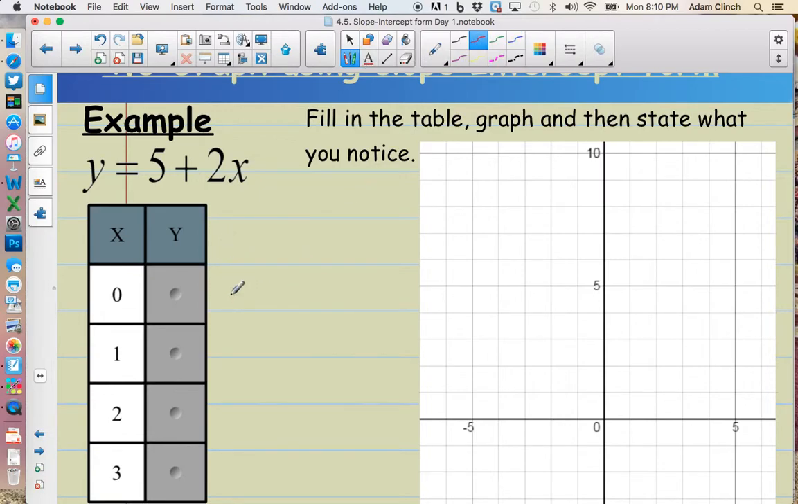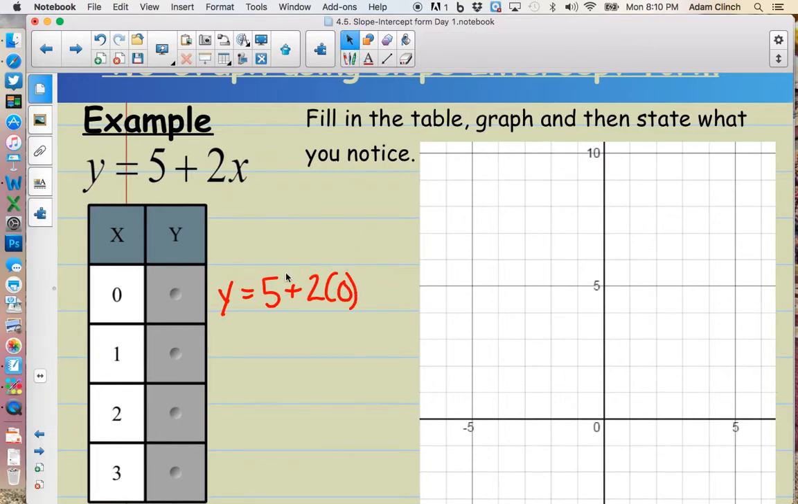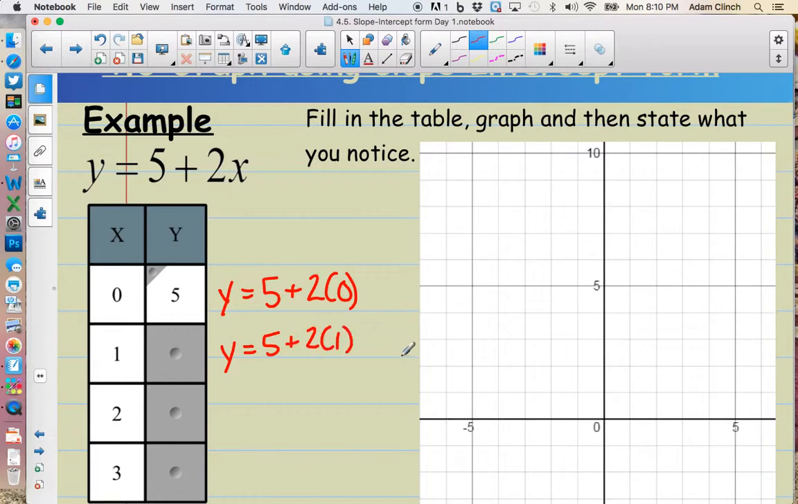So this first one, if I plug 0 in for x, it becomes 5 plus 2 times 0. And that is just going to be y equals 5 plus 0, so y is going to be equal to 5. If I put 1 in for x, my equation then is y is equal to 5 plus 2 times 1. 2 times 1 is 2, so it's 5 plus 2, and that's what gives me 7.